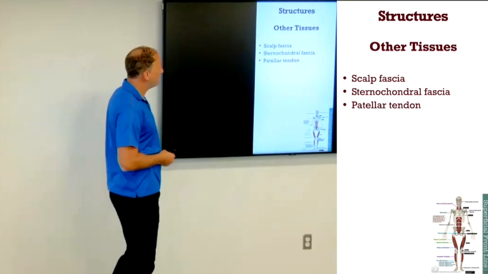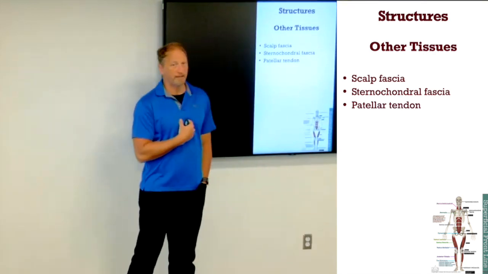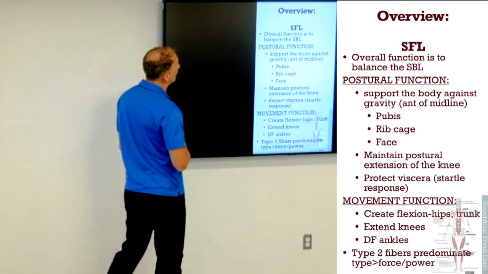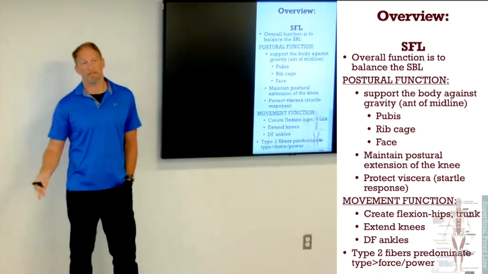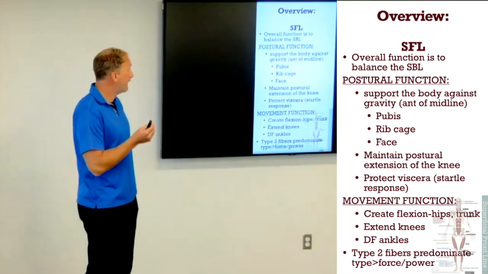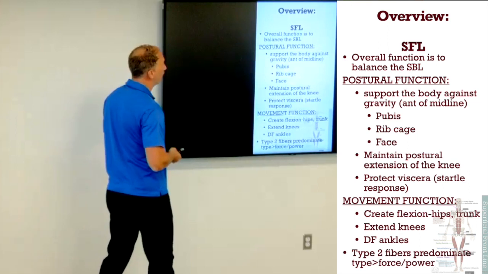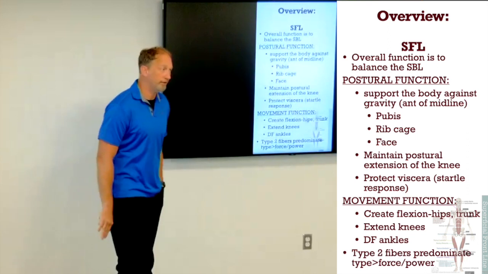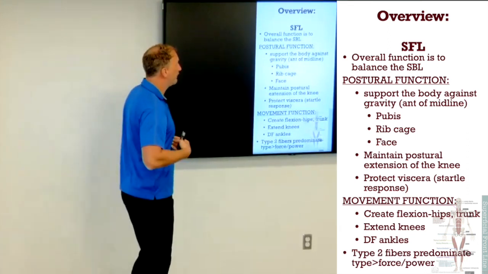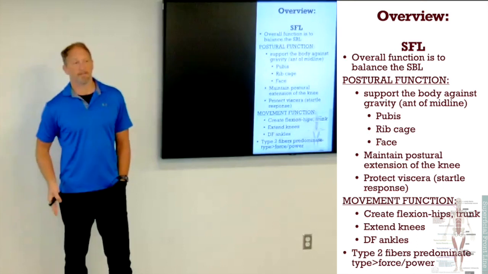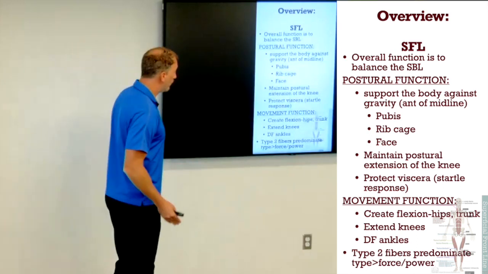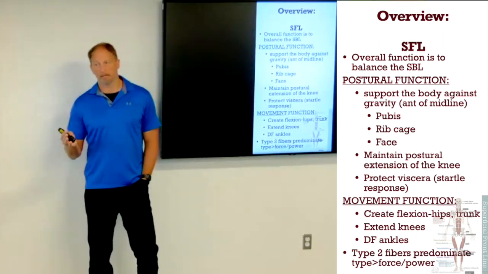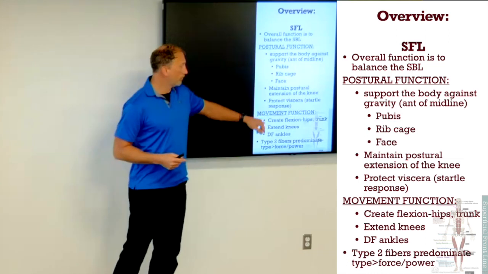Other tissues, there's not as many here. We have the fascia of the scalp, the sternocostal fascia, and then the patellar tendon that goes along with it. The function of the superficial front line is to offset and balance the superficial back line. From a postural standpoint, again, it's helping us support gravity, especially those areas of the body that sit anterior of midline, which ends up being the pubis, the rib cage, and the face. Everything else is either on midline or behind midline. Maintains extension of the knee. And then this last one, the startle reflex.